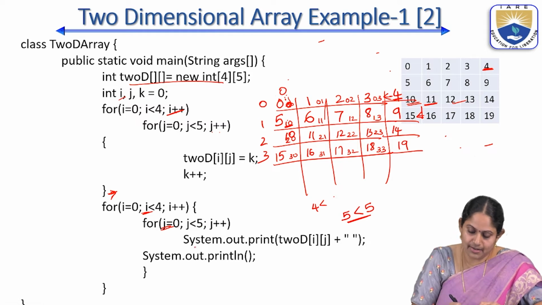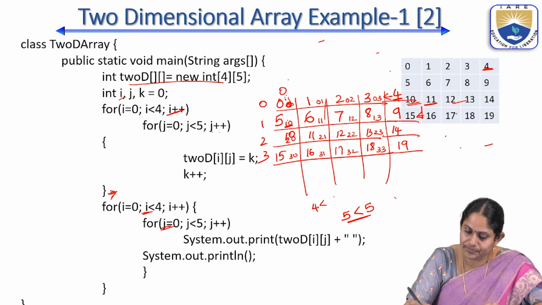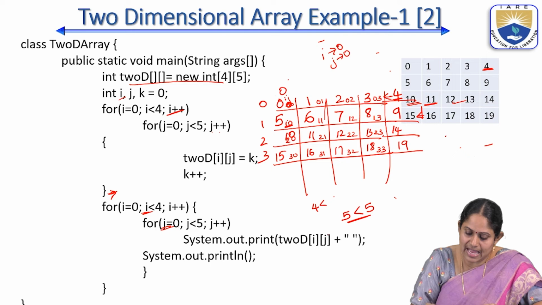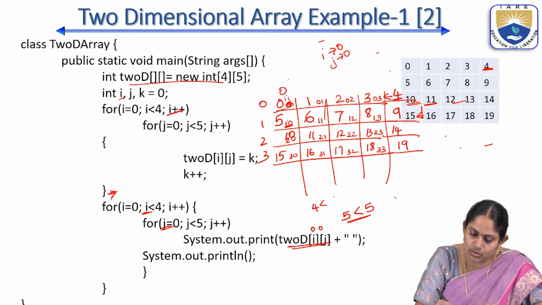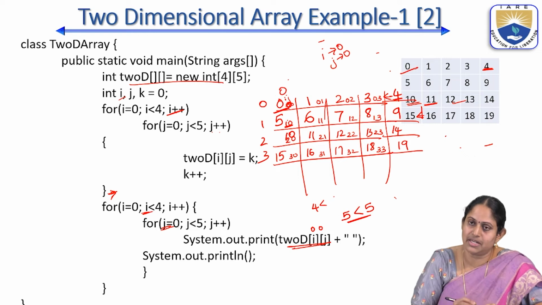So, it will start retrieving. When i is 0 and j is 0, it will access 2D 0, 0. So, 2D 0, 0 is what? 0. So, that value is printed here.